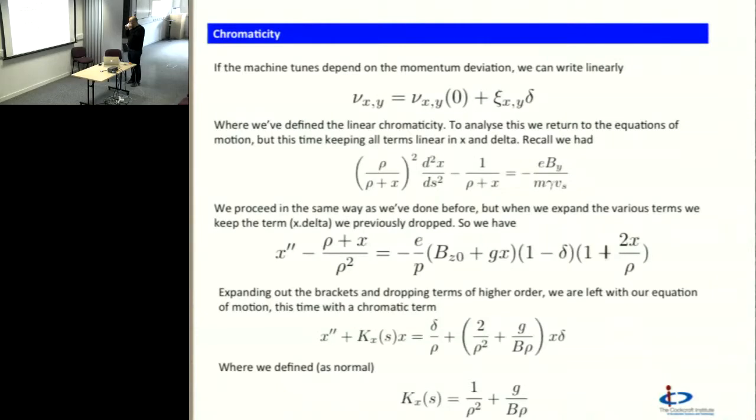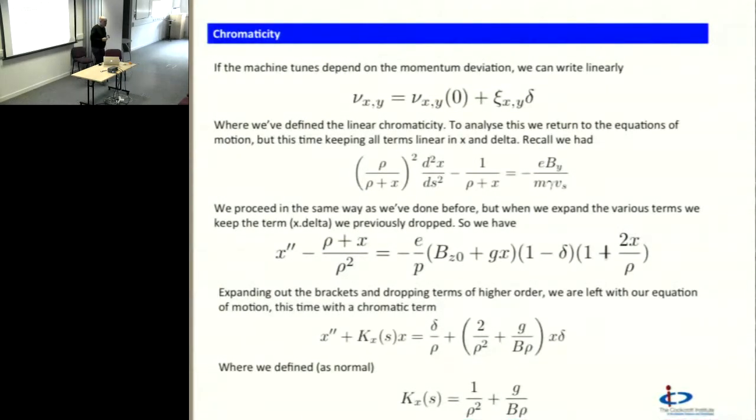So what we're going to do is get in the habit now of writing things, looking at off-momentum behaviour as an expansion in delta. This is what we generally do. And I do this because a lot of textbooks don't write these equations explicitly, and it's left implied. So this is an expression for the tune.